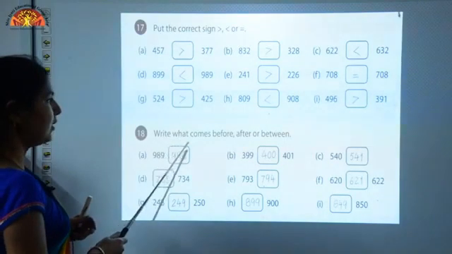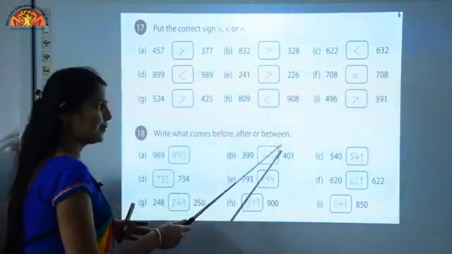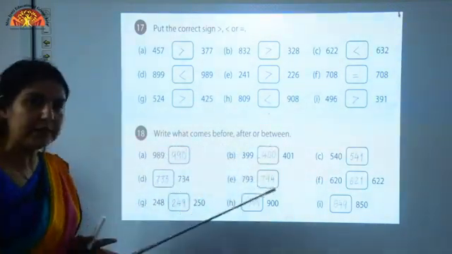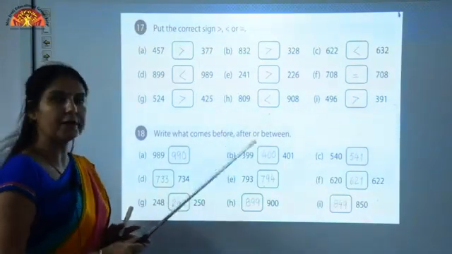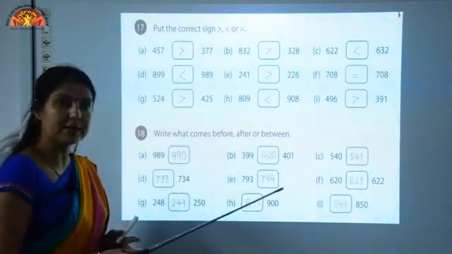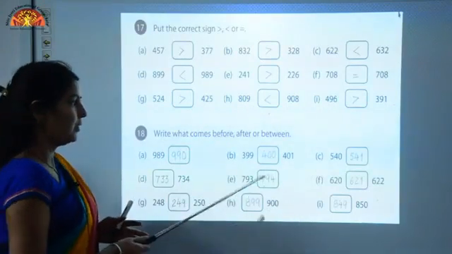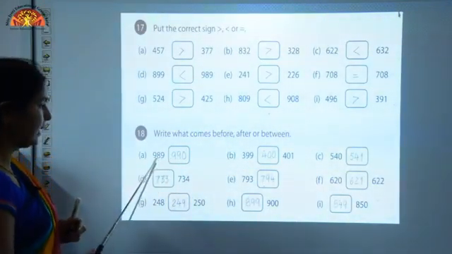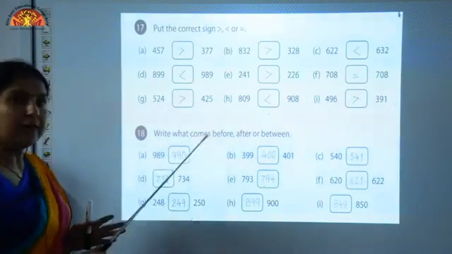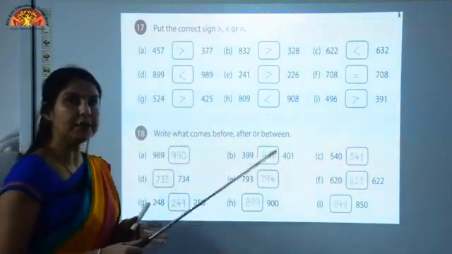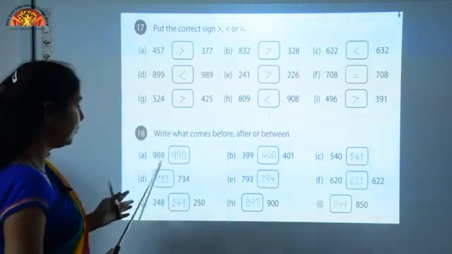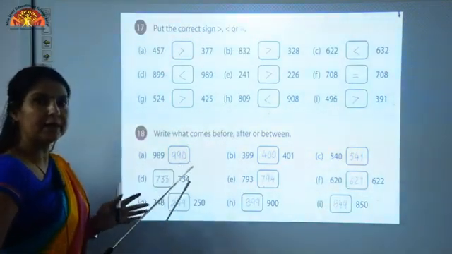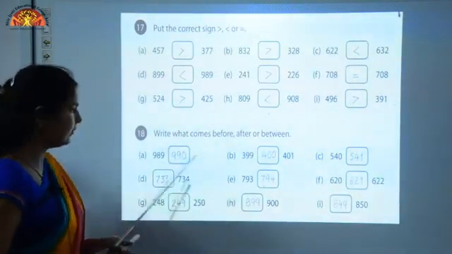Now write what comes before, after or between. Children, you studied about before, after and between in your previous classes and your previous chapters. So we will discuss these sums here. Here 989 is written. Children, when we write the after number, then we can do one thing. We can add 1 in this number and we can get the after number of the given number.